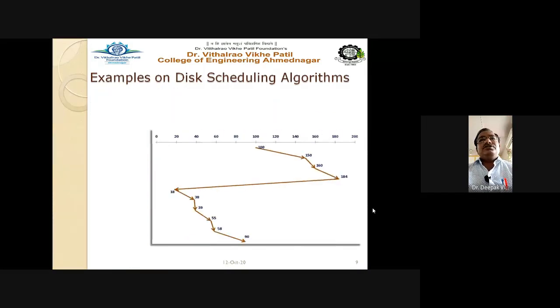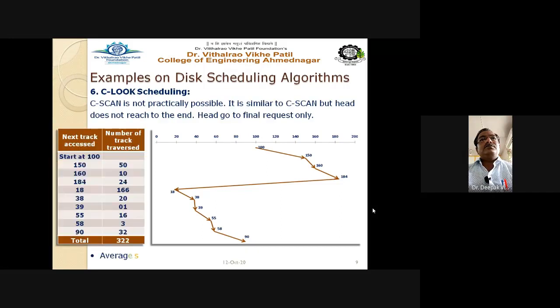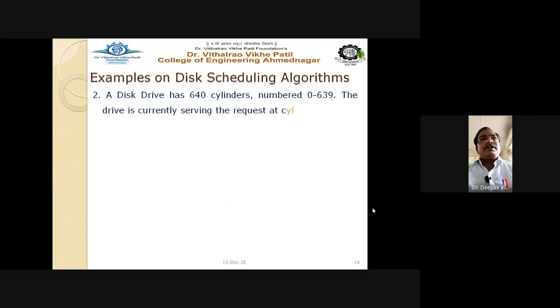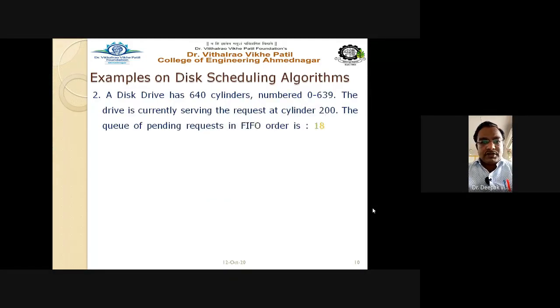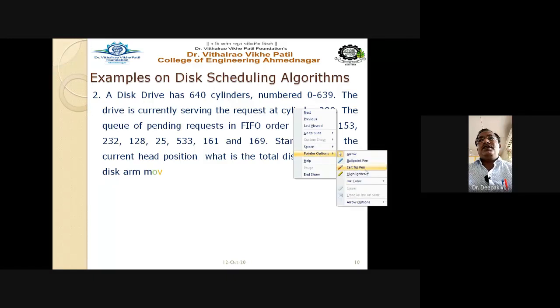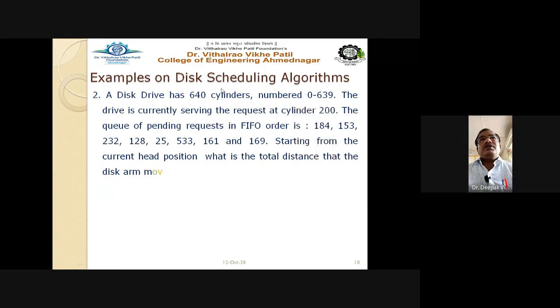Okay, so this one example is complete here. The next example, read it carefully. A disk drive has 640 cylinders, numbered from 0 to 639.